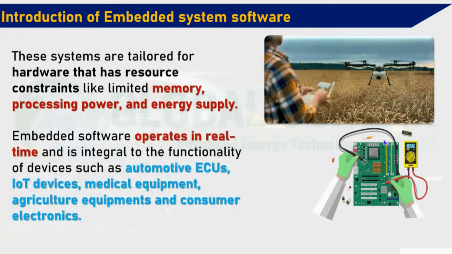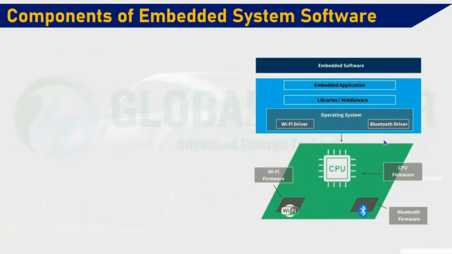And the hardware is equipped in different areas like automotive, IoT devices, medical equipment, agriculture equipment and consumer electronics. Every hardware device requires software, and it should be categorized as RTOS, real-time operating system, and non-real-time operating system. And on top of that, the application software will be added.